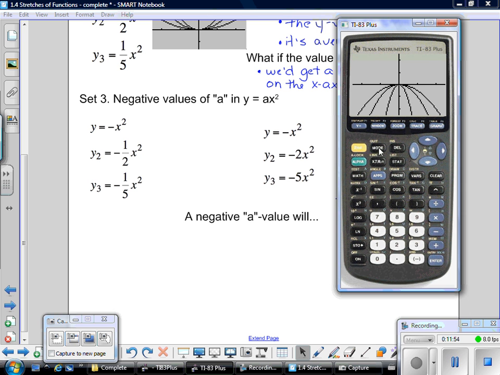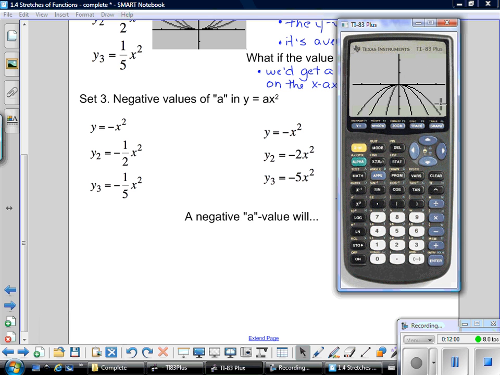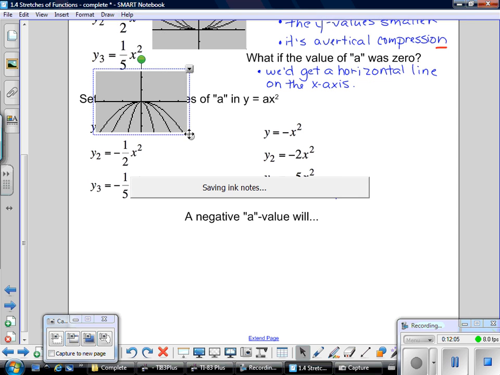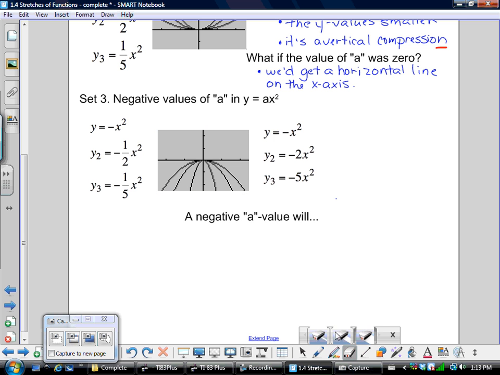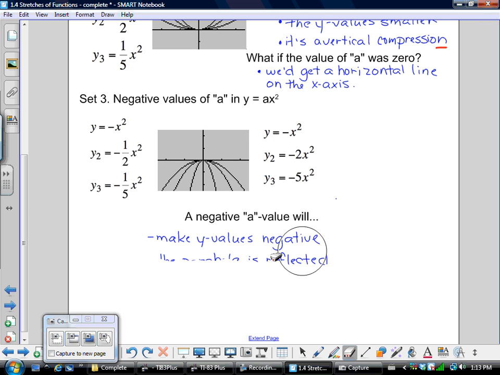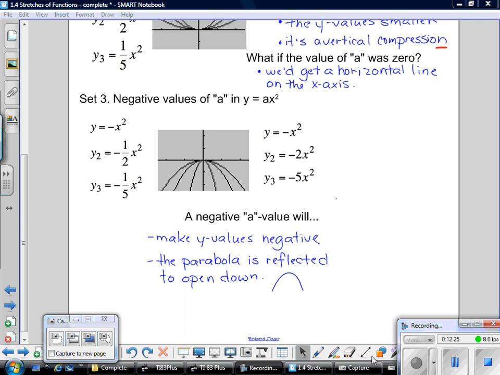So that gives you an idea of what happens when you have a negative. It just makes it flip upside down, in other words, it makes it open downward. So in conclusion, what we can say is that it makes the y values negative. So the parabola is reflected to open down. So that again gives us some kind of indication.